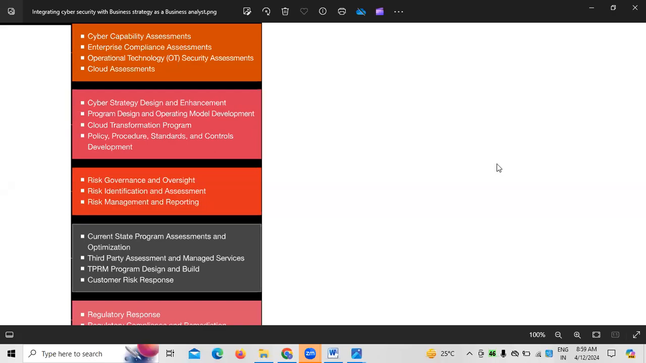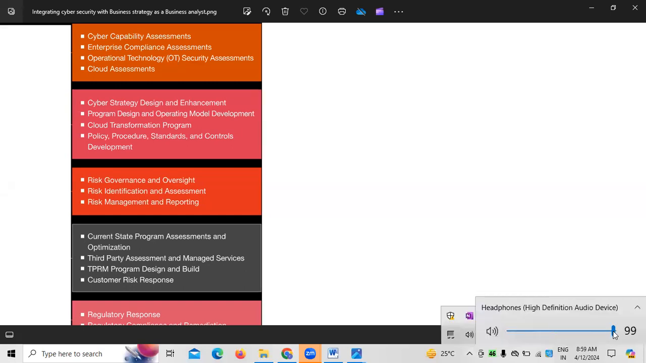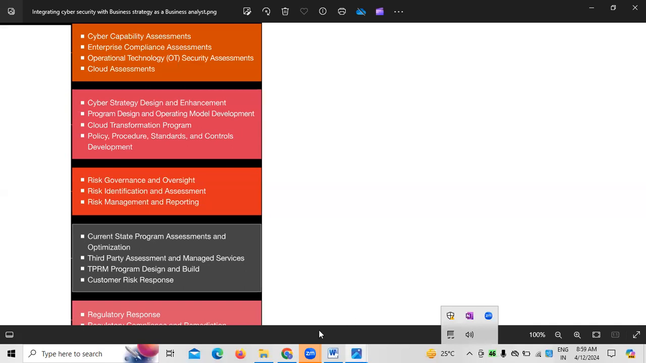Right. So, in today's session, we are going to discuss integrating cybersecurity into a business strategy in context to the role of a business analyst. As far as the cybersecurity analyst training program is concerned, yesterday we discussed the introduction part: what exactly we do as a business analyst in the cybersecurity domain.